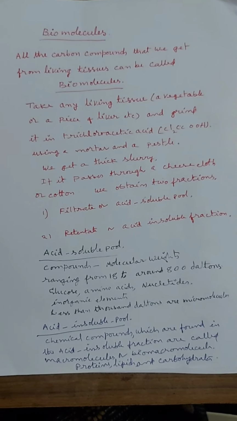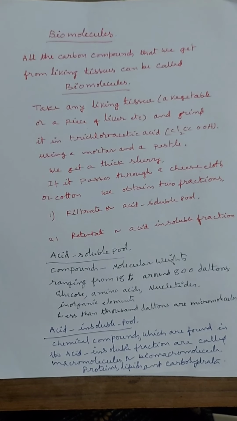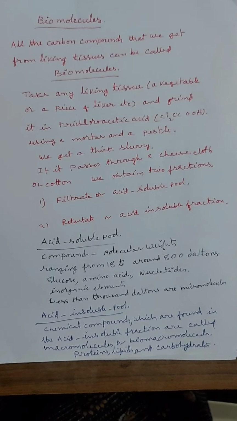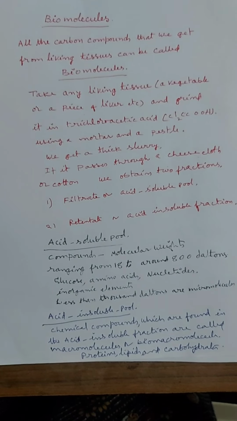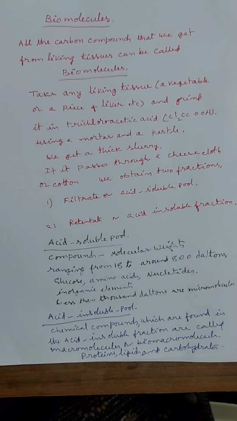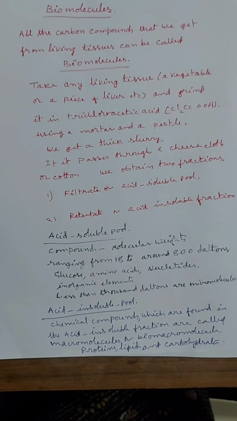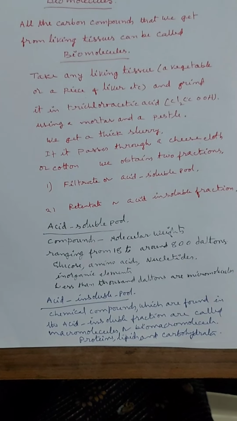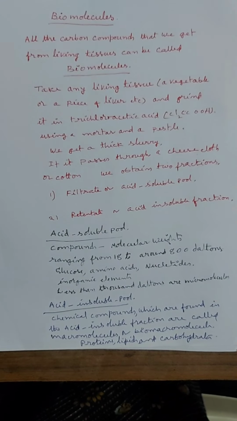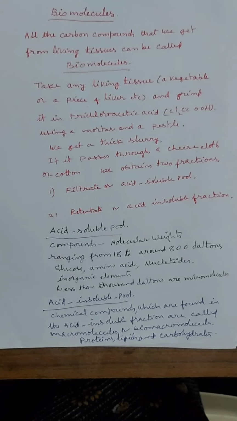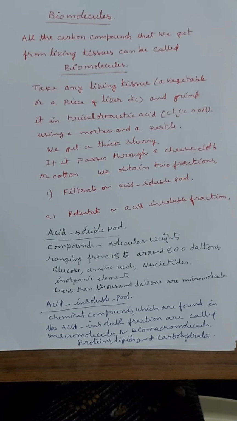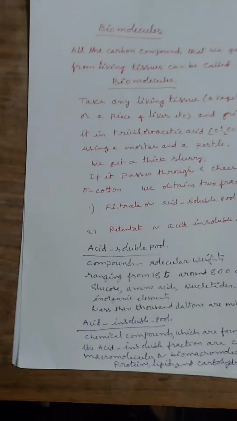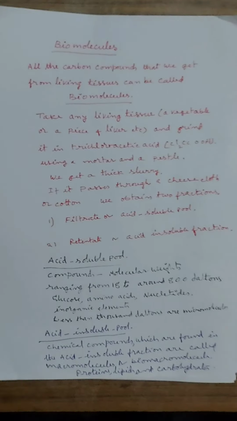Biomolecules. Biomolecules are the molecules found in living things. All the carbon compounds that we get from living tissues can be called biomolecules. Examples: carbohydrates, proteins, lipids. These biomolecules are of two types: biomicromolecules and biomacromolecules.